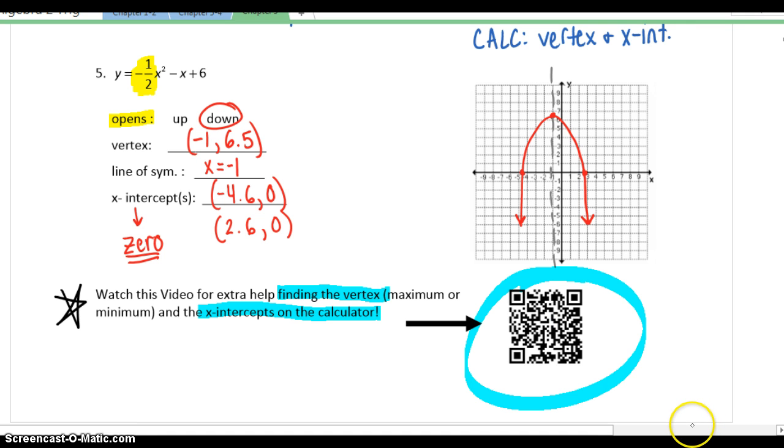Alright? Make sure you write down the calculator steps on your notes. That way you won't have as many questions. You'll be able to get through a lot more problems in class. Alright? Again, if anything was confusing, rewatch it.